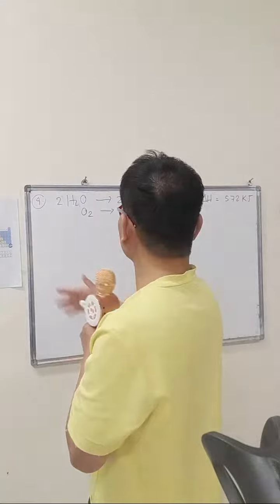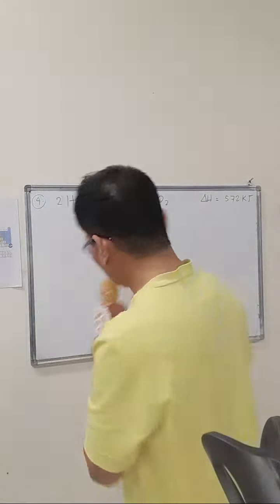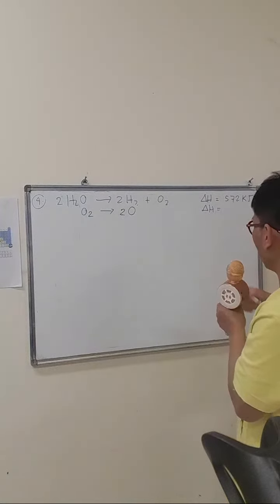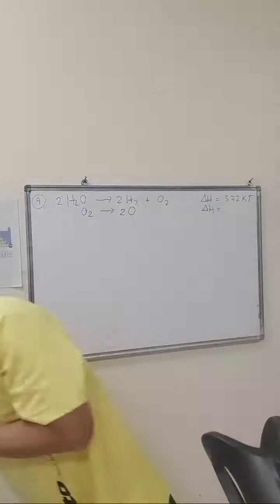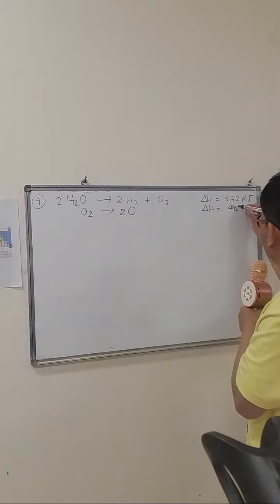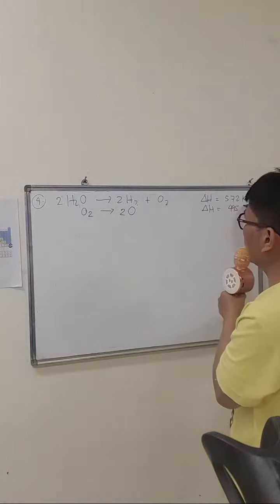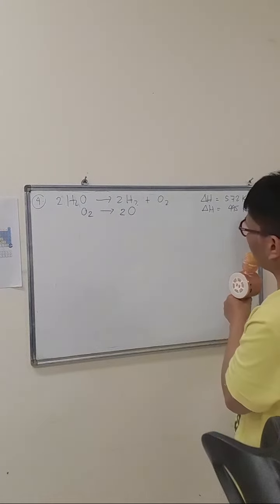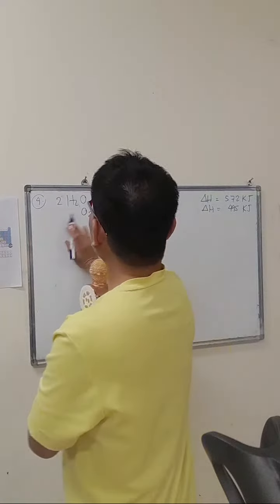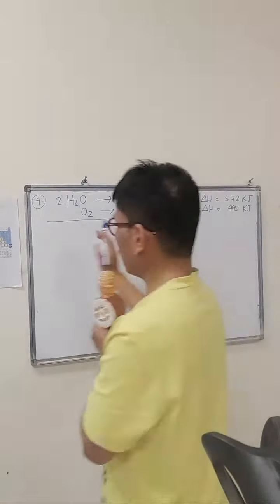So going back to this, this is our equation number 2. Positive 495 kilojoules. Again, endothermic reaction and non-spontaneous. Now we have the overall chemical reaction here.